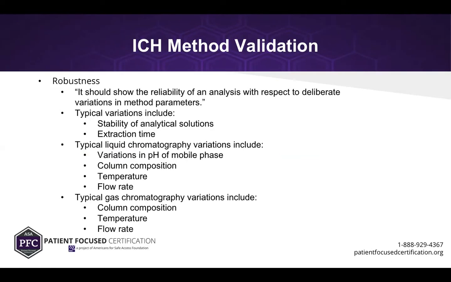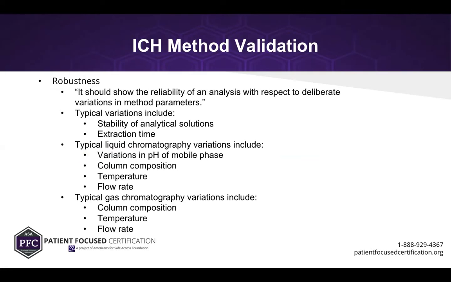Robustness should show the reliability of analysis with respect to deliberate variations in method parameters. Some of your typical variations could include the stability of analytical solutions or how long you're doing a sample extraction for. In other areas, such as liquid chromatography, you can have variations in the pH of your mobile phase, which could cause a change in analysis, as well as column composition.